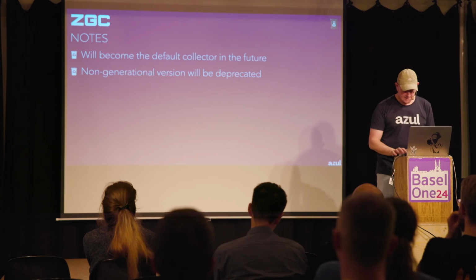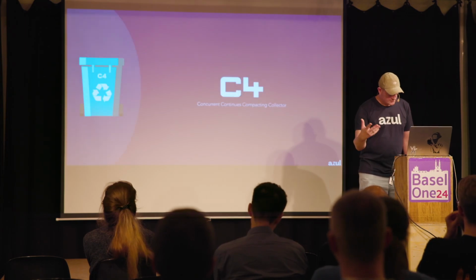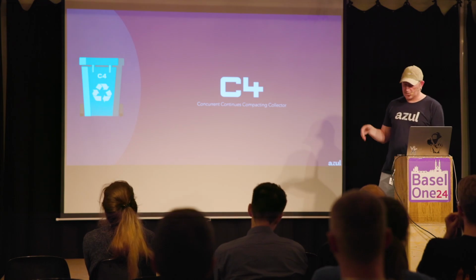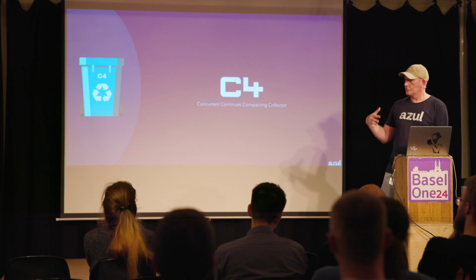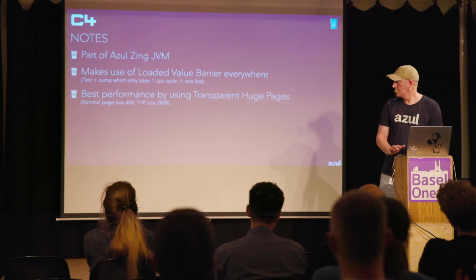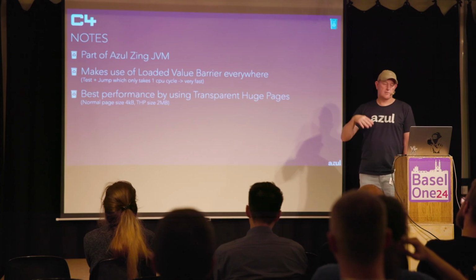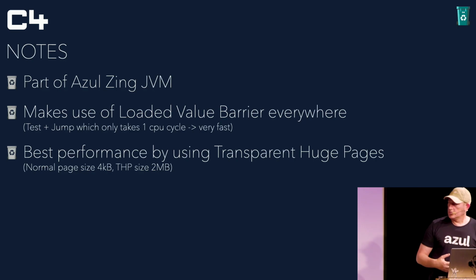I won't go into details with this one because it is a copy of C4. This is the collector that Azul invented more than 10 years ago. And it looks like Oracle found the paper, because it's publicly available, and just did it on their own. It's exactly the same algorithm, and the non-generational version is a one-to-one copy. The generational one is a little bit different.